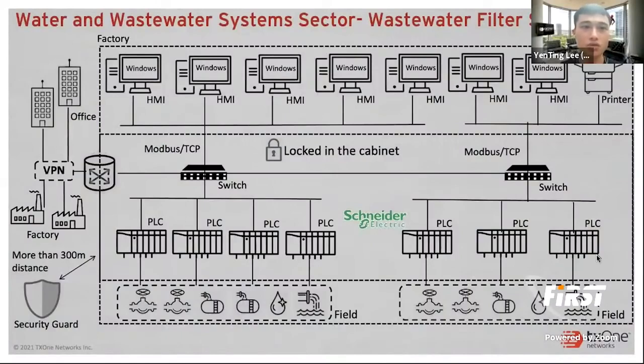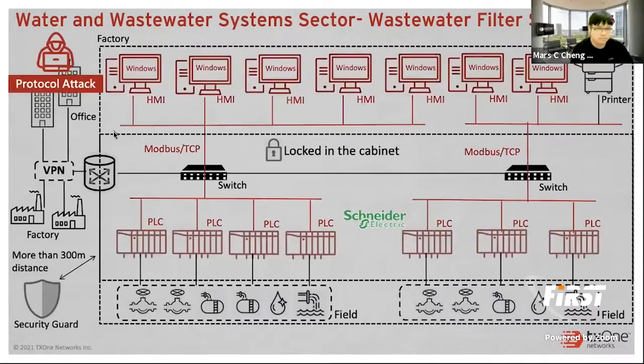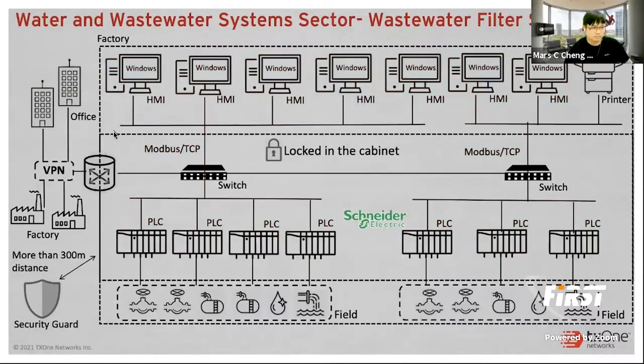Our first case is a wastewater filter system. In general, the system location is usually in a suburban area. For this reason, one system is usually managed by only a few people. Particularly when the system is in annual maintenance periods, it may only have one security guard securing more than 10,000 square meters of work site. And due to distance, employees could use a VPN to operate the system.